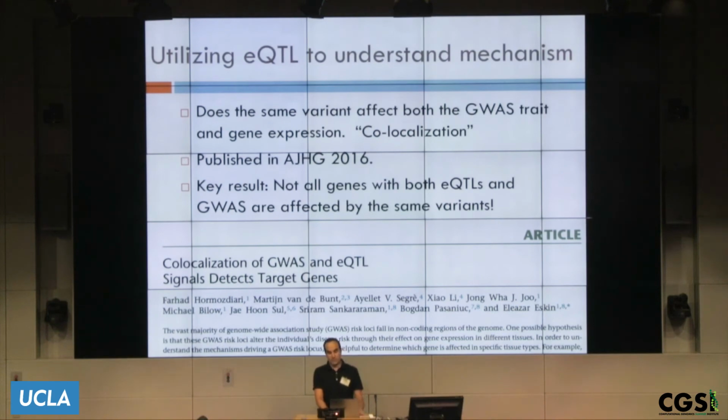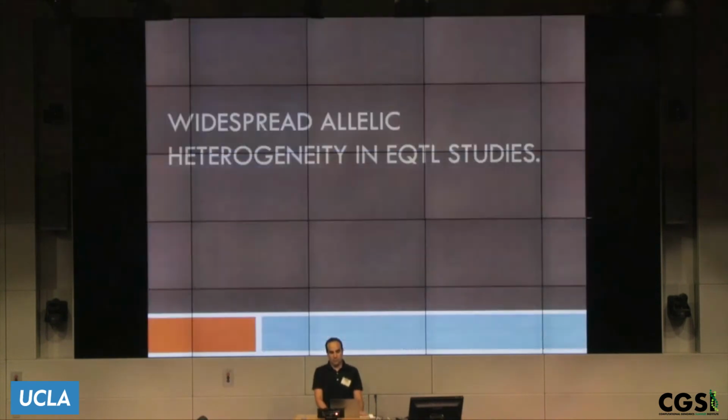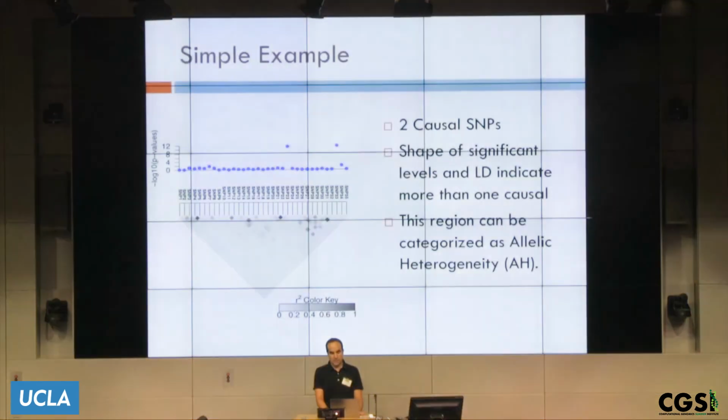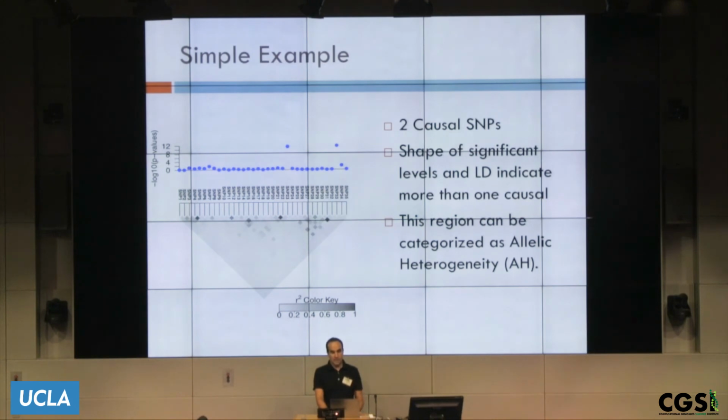So then we started to try to answer that, and what we looked for is what's called allelic heterogeneity. What is allelic heterogeneity? That's just a very fancy name for the following phenomenon: in a locus where you have a gene, for example, you have more than one causal SNP. So if you see this region, how do you know that there's more than one causal SNP in the region?